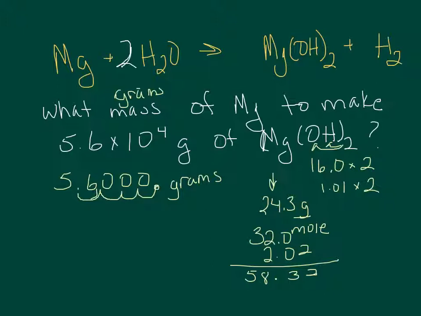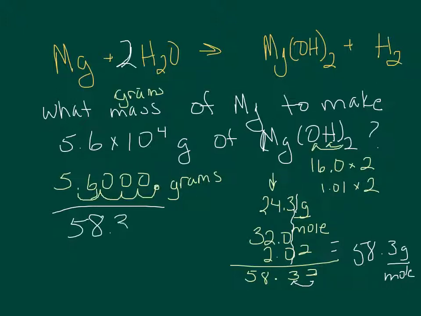Now, when I add significant digits, remember that you draw the wavy line at the least significant, and then I need to round to that place. So I'm going to round that off to 58.3 grams per mole of magnesium hydroxide. So now I need to take my 56,000 and divide by 58.3 grams per mole, and I will get just moles.